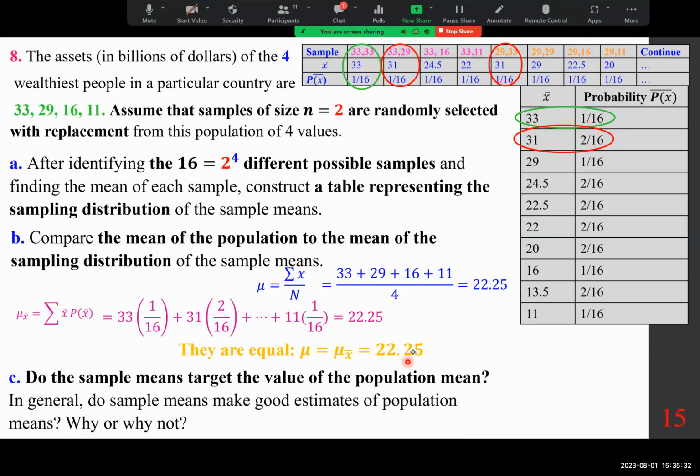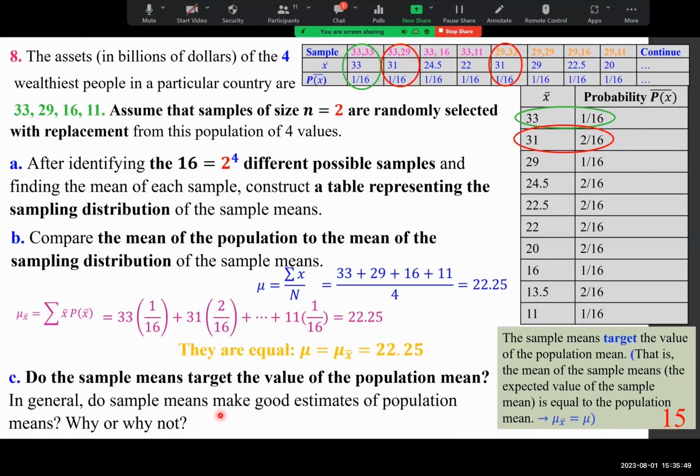What does it mean? Do the sample means target the value of the population mean? In general, do sample means make good estimates of population means, why or why not? Yes, the sample means target the value of the population mean. That is, the mean of the sample means, the expected value of the sample mean, is equal to the population mean. In other words, mu of x bar equals mu.